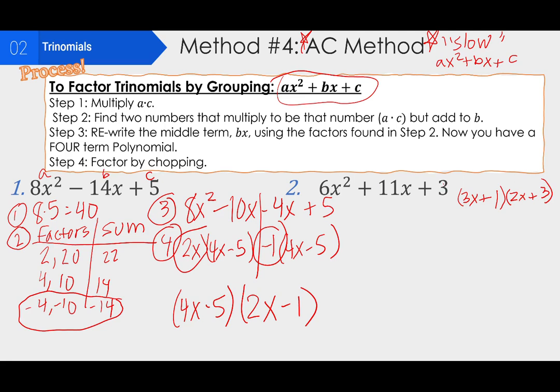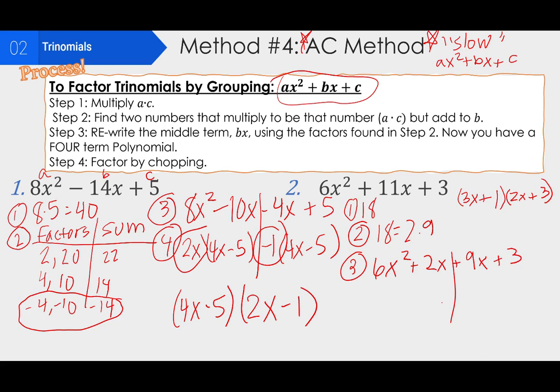So 6 times 3 is our first step, that is 18. And we're going to look for factors of 18 that add up to be 11. And that ends up being 2 times 9. Step 3, you can write this in either order, and it should still work. Chink, cut that in half.